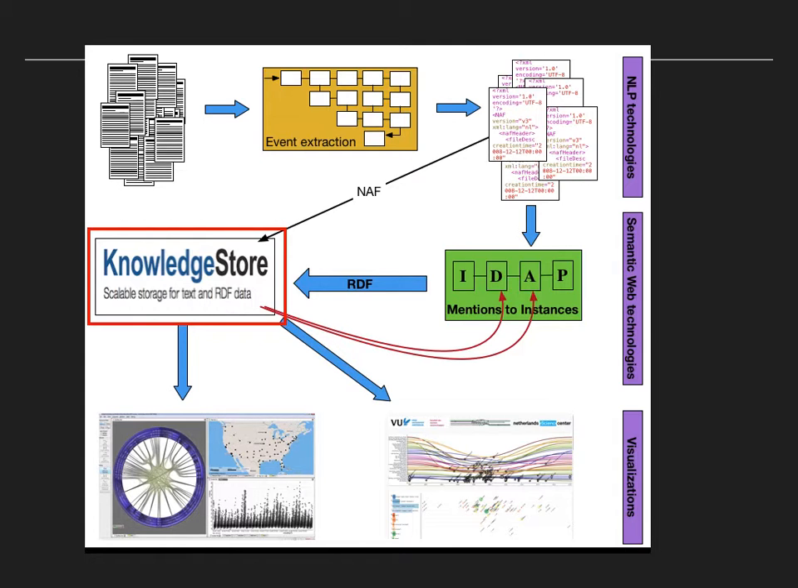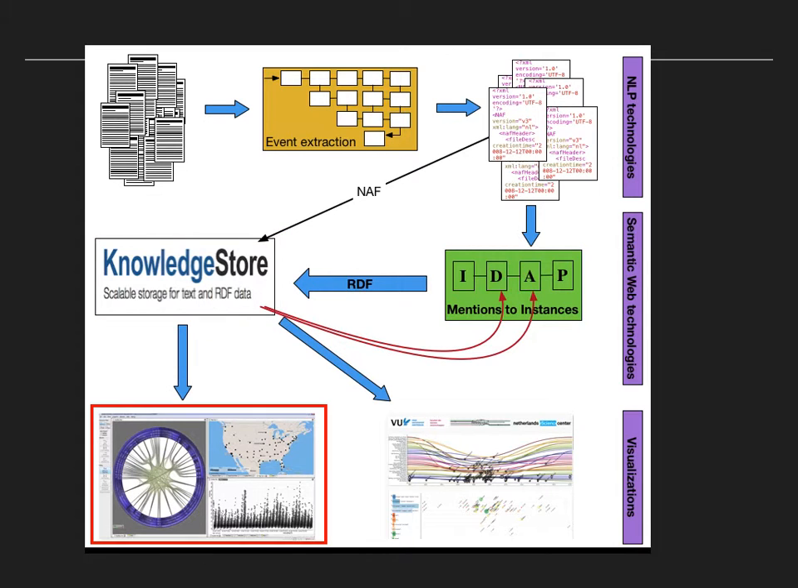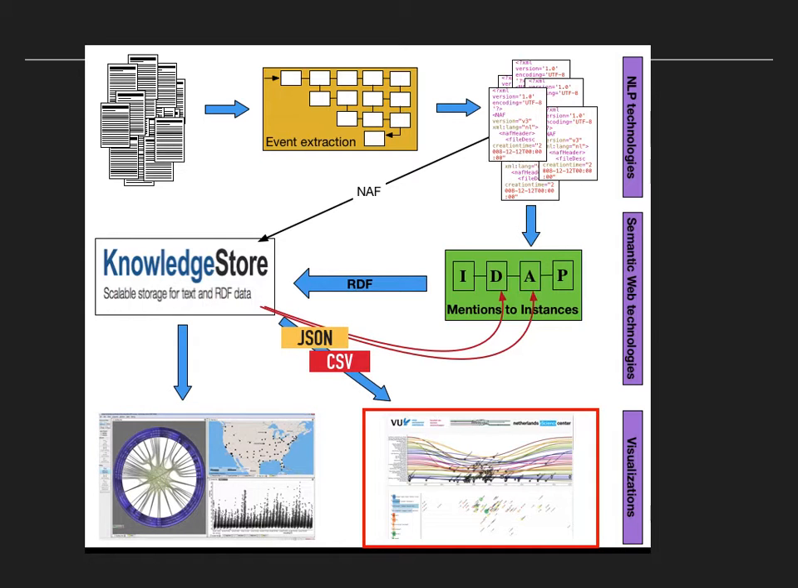Visualizations can either directly use the RDF and NAF representations from the knowledge store, as is the case for the Cinescope visualization tool. We also have visualizations that use other representation formats, such as JSON or CSV, for which we convert RDF representations. This brings us to the end of our walkthrough.